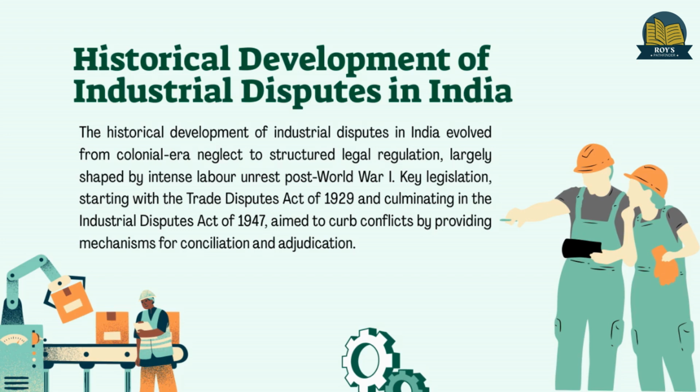This trend continued and culminated in the Industrial Disputes Act of 1947, shortly after India gained independence. This act aimed to regulate industrial relations more comprehensively by introducing formal processes for conciliation and adjudication. Overall, these developments show how India's approach to industrial disputes evolved from neglect to a more systematic and legal framework, aligning with our broader theme of building a fair and stable industrial environment.